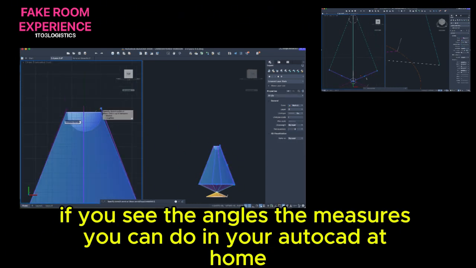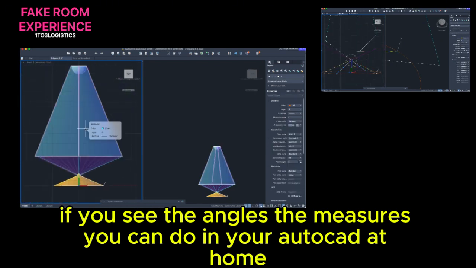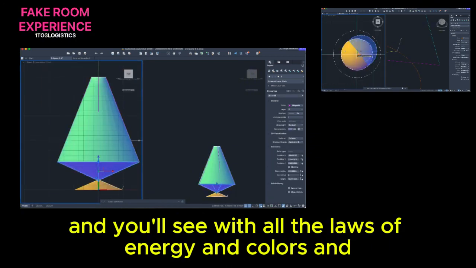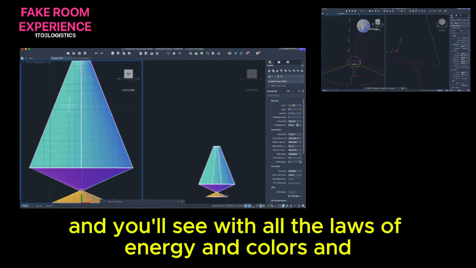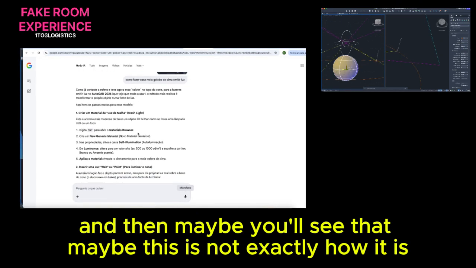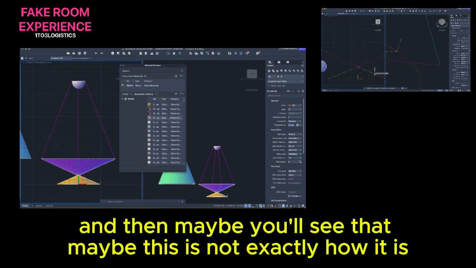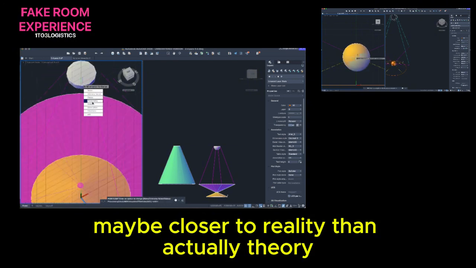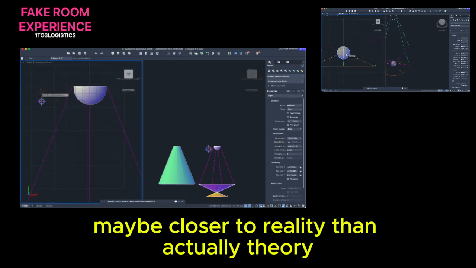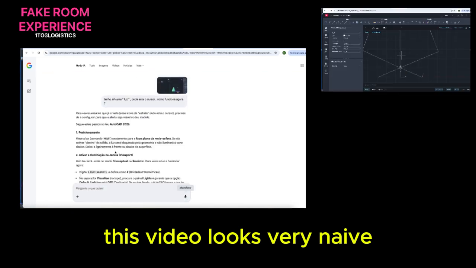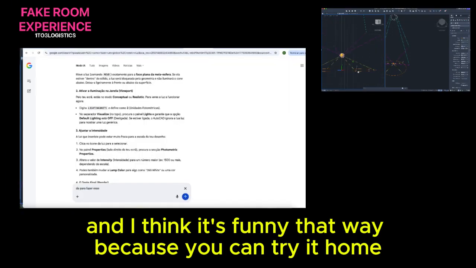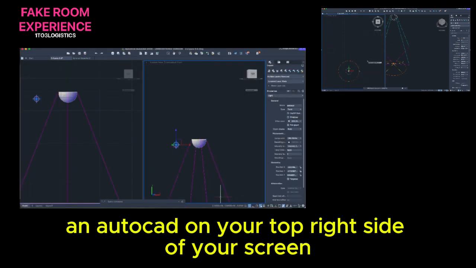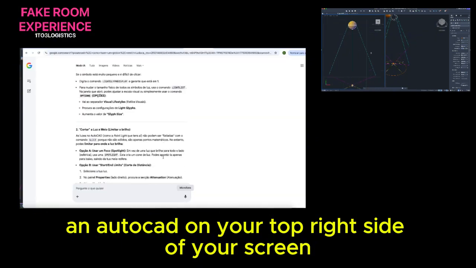If you see the angles, the measures, you can do them in your AutoCAD at home, you can try the experience, and you'll see, with all the laws of energy and colors, and well, study a lot, and then maybe you'll see that maybe this is not exactly how it is, but it's maybe something very close to this, maybe closer to reality than actual theory. This video looks very naive, and I think it's funny that way because you can try it at home and it makes you think and approach this idea, but it's also all concluded there in AutoCAD on the top right side of your screen.